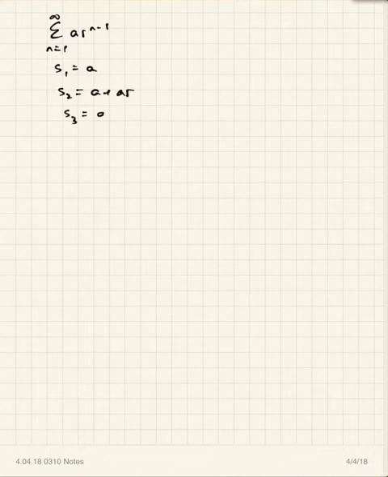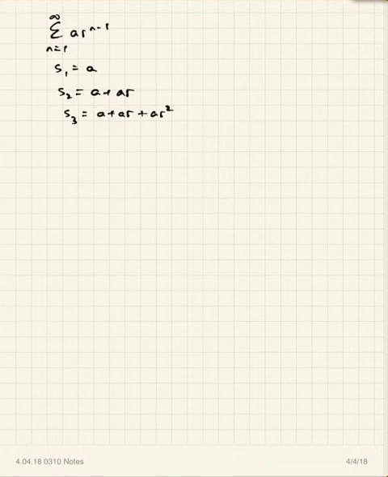Let's look at the nth term of the sequence of partial sums for a geometric series. So let's say we have this geometric series. n goes from 1 to infinity, you have a times r to the n minus 1. So s sub 1 would just be a. s sub 2 would be a plus a times r. s sub 3 would be a plus a times r plus a times r squared, and so on.